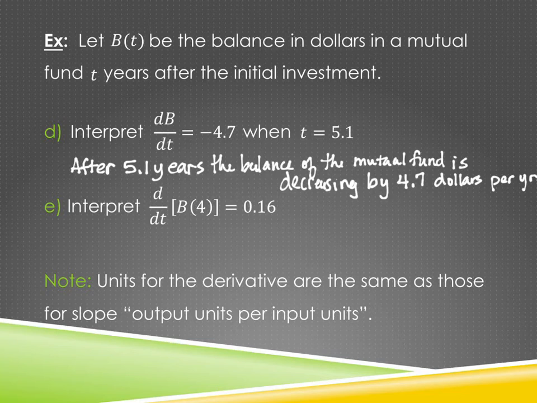So E was the third notation. So we've had the prime notation, that was part C. We had this ratio notation, dB dt on part D. And then on part E, we have that third sort of awkward notation. But all the pieces, again, they're all still there, just in a slightly different place. So right now, what is my after when? Is it the 4 or the 0.16? It's the 4. So we're going to start out this time with after 4 years. Y'all know what comes next? The balance of the mutual fund.